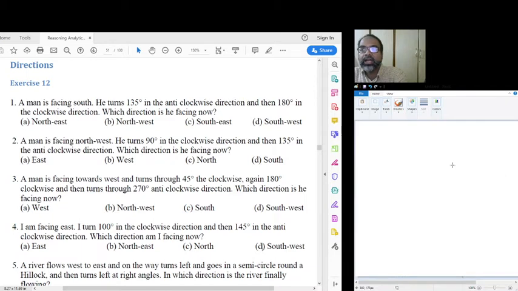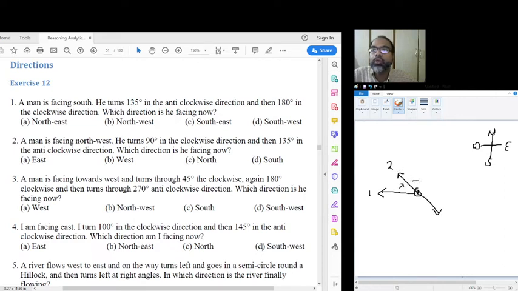So using this method, again one more question, the third one. A man is facing towards west. So again north, south, east, west. From the starting position, man is facing towards west. 45 clockwise. So this is the second position. 180 clockwise. This is the third position. Then 270 anti-clockwise. So 90 plus 90 plus 90. This is the fourth position. 270 degrees. So which direction is he facing?